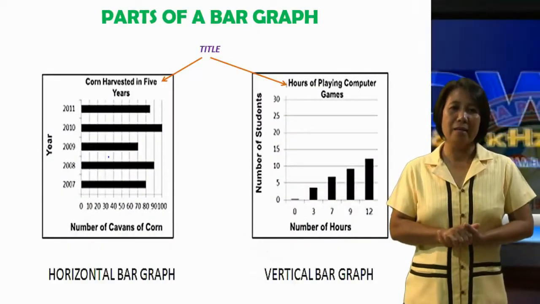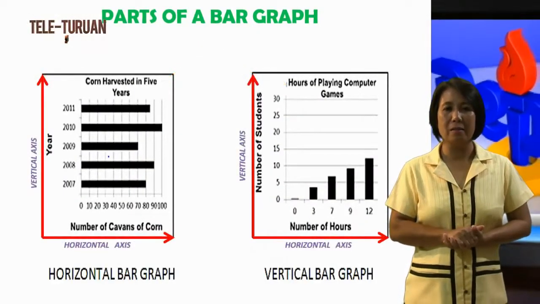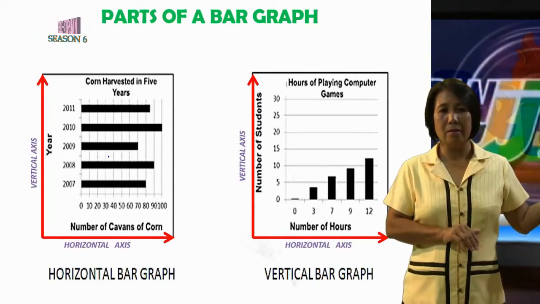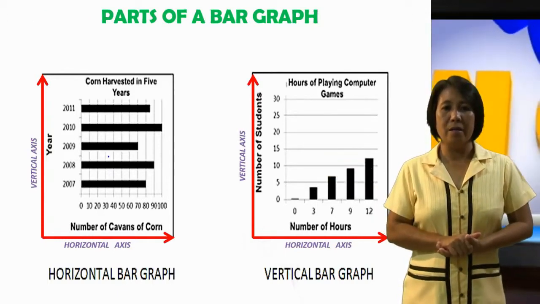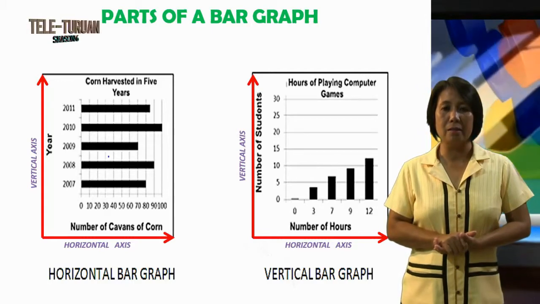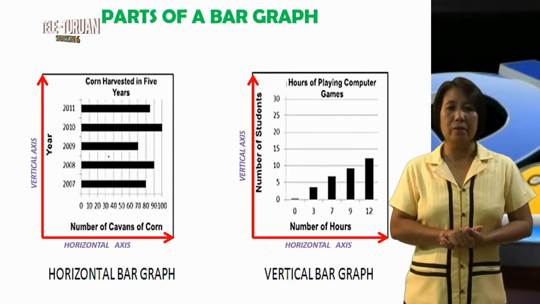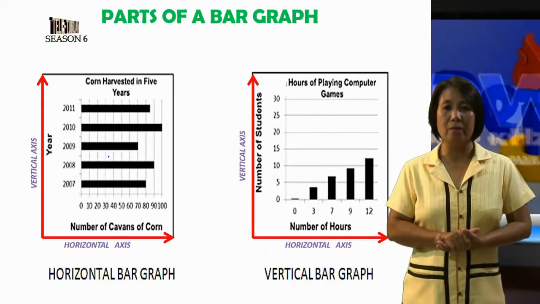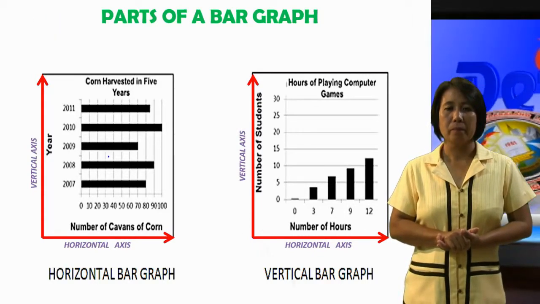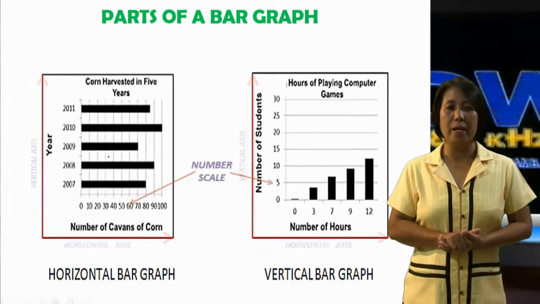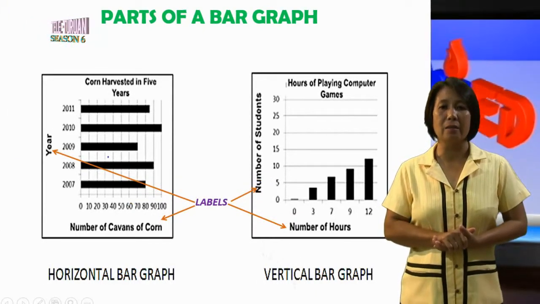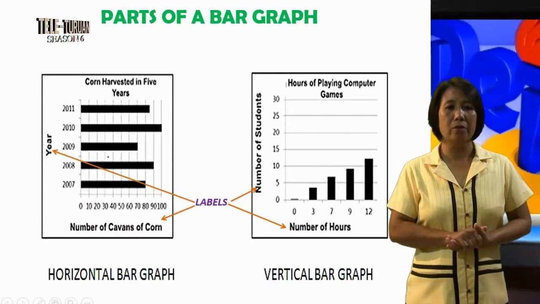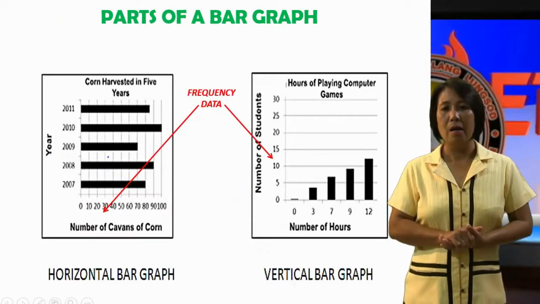Kids, can you name some parts of a bar graph? Yes, they have titles. They have 2 axes, the vertical axis and the horizontal axis. Bar graphs compare data on the vertical and horizontal axis. The vertical and horizontal data are represented by bars. Bar graphs also have number scales and labels on the vertical and horizontal axis. Bar graphs also have frequency data and group data.